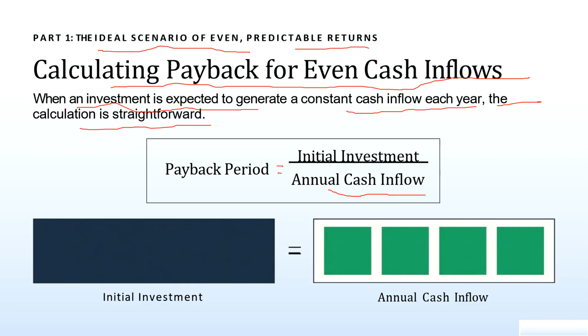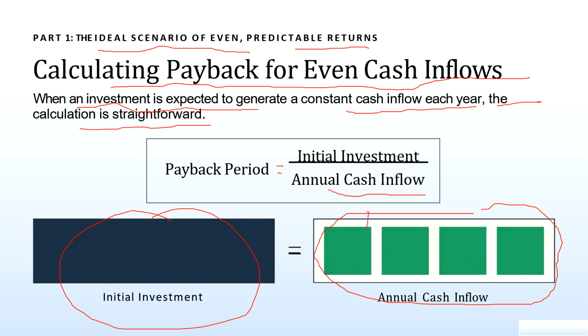In the graph below, we see this is the initial investment and this is the annual cash inflow. In the first year there is cash inflow, and then the second year, third year and fourth year. By this we recover the initial investment.